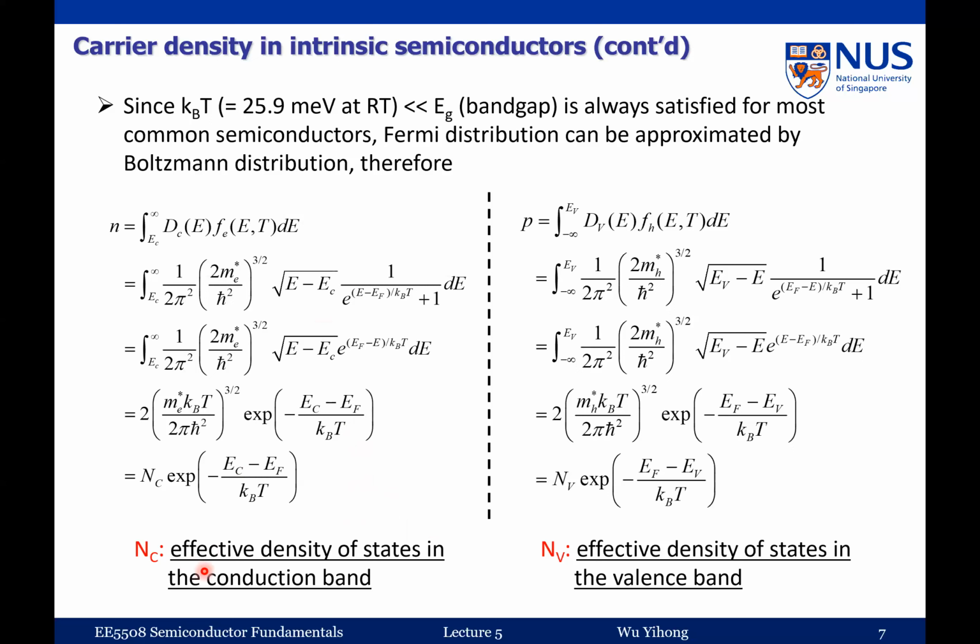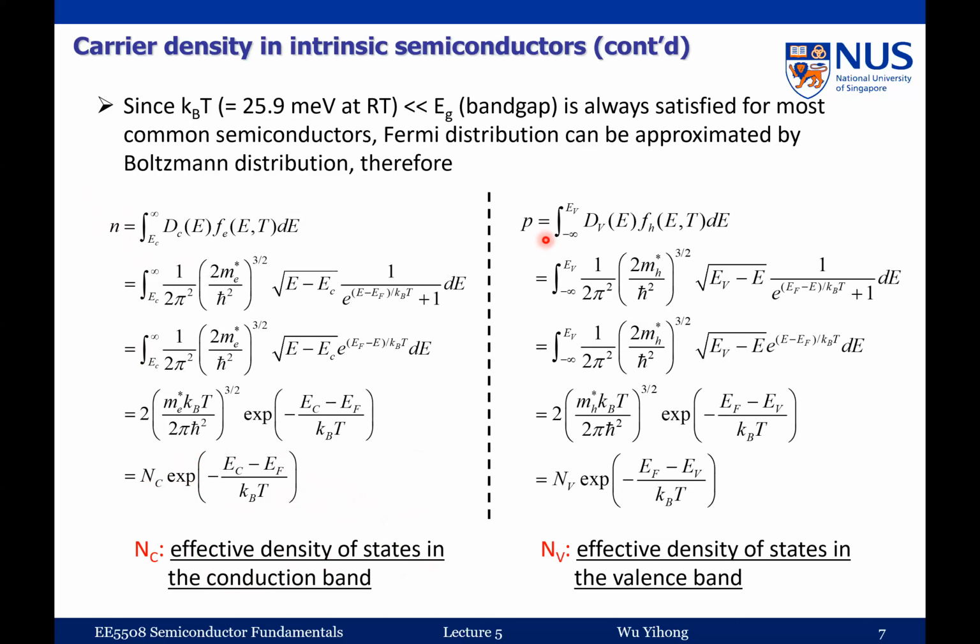But why is it effective? Because the electron concentration in the conduction band is not just given by this, it also depends on where the Fermi level is, right? So when the Fermi level is at the EC position, this NC basically is the electron concentration. If not, you have to multiply this NC by a number smaller than 1 to get the real carrier concentration. That's why this is called the effective density of states in the conduction band, right? It's not a real carrier concentration.